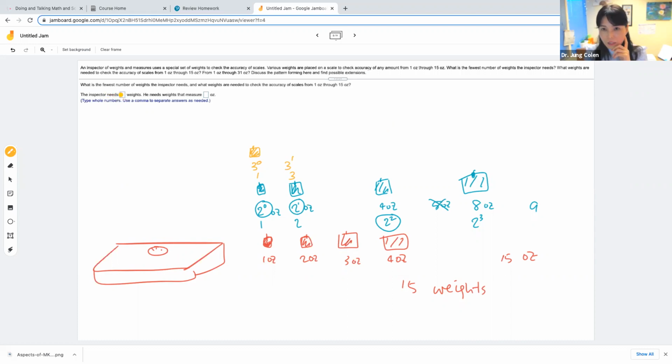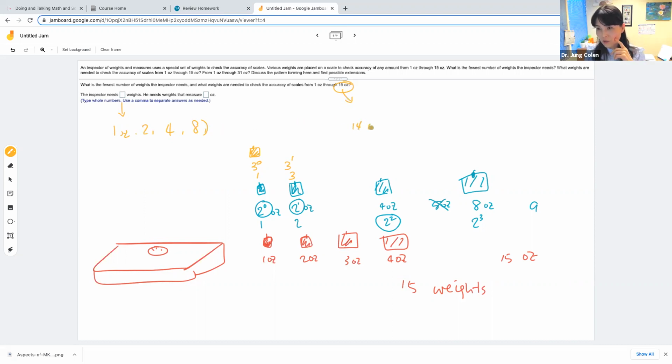Okay, so he needs what? 1 ounce, 2, 4, 8. That's it, right? Yep. So for example, we skipped it, but to check 15 ounce, what can he do? He can use 8 ounce, 4 ounce, 2 ounce, and 1 ounce. All together is 15, right? 1, 2, 4, and 8, all together 15.